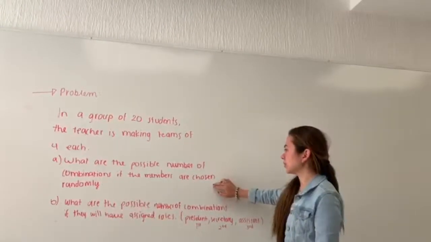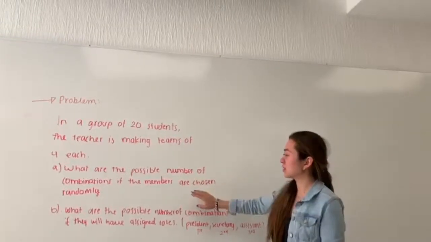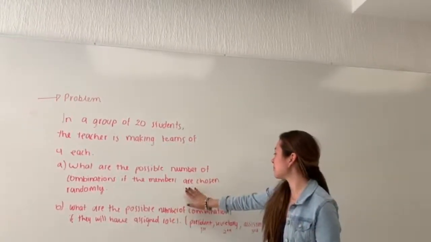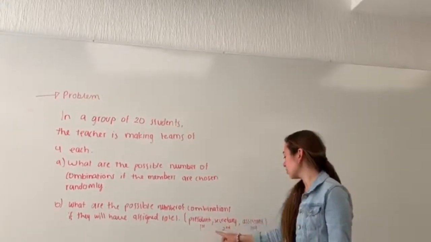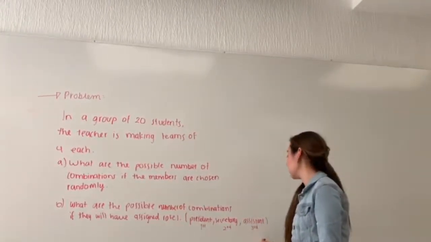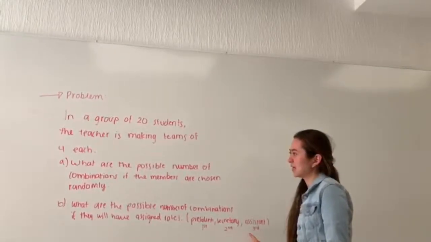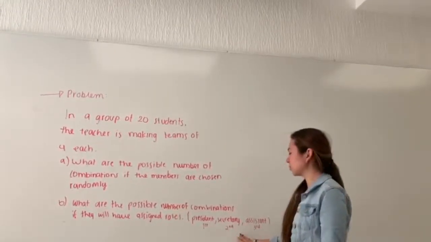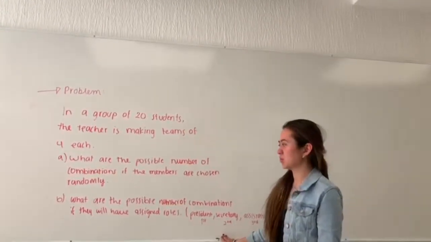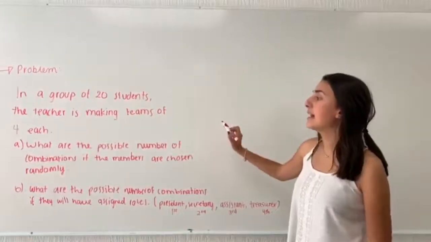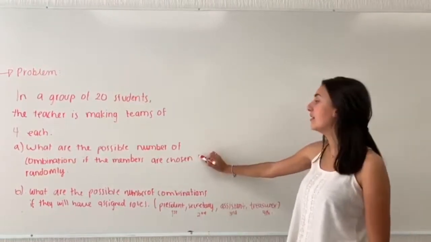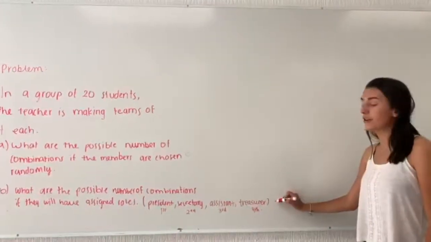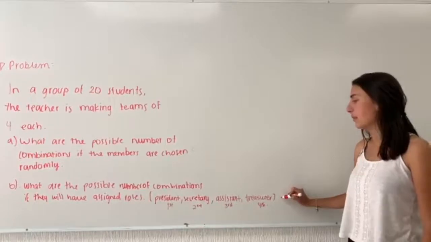This problem will be solved with combination because the members of the team will be chosen randomly. And in this one, the order in which the members of the team are chosen is important, so this will be solved with permutation. So what we can see is that in the first question, we have to use combination because the order doesn't matter. Whereas in the second question, the order does matter, so we're going to use permutation.